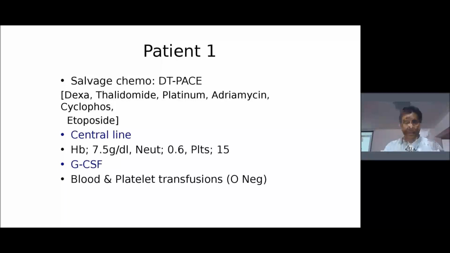Yes, okay. So all three of his cell lines are very low. Why do you think? What are the possible causes?